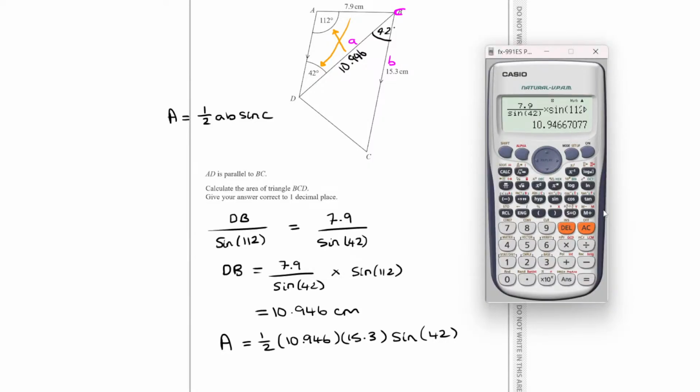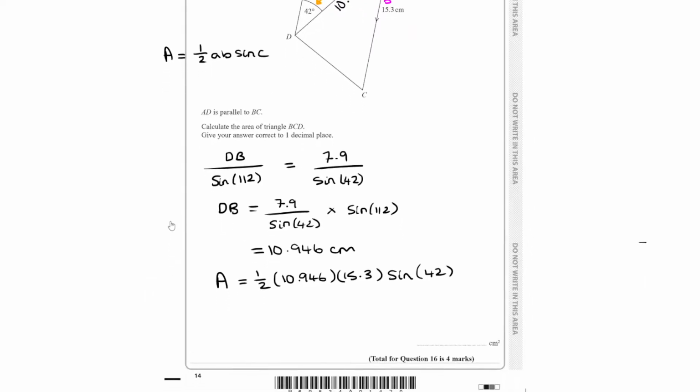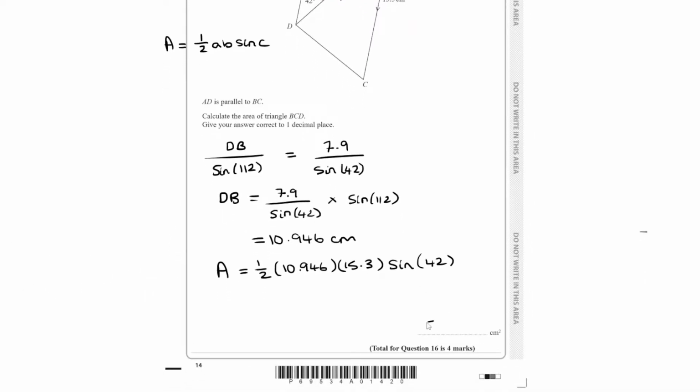So you see how I've still got my answer there. You can go straight into a half times, and then instead of putting just 10.946, because that's cutting off the decimals, isn't it? I'm going to put the answer, and then the 15.3, and then obviously sine 42. So I get 56.034... Now they've told me to round it to one decimal place. So do you see how that would be 56.0? You actually do have to write the 0. I know it seems kind of pointless, but you do have to write the 0 because they've asked for one decimal place. So even if it is 0, you still need to write it. There we go.